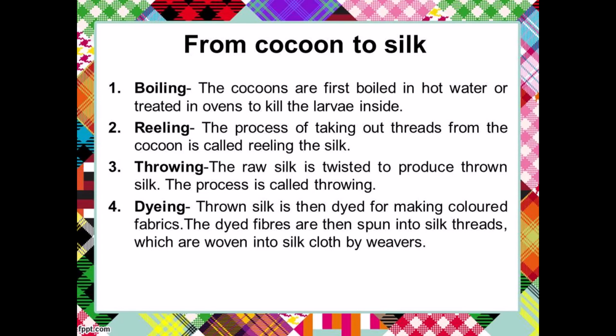So, after reeling, the next step is throwing. The raw silk is twisted to produce thrown silk, and this process is known as throwing. And it prevents the silk from splitting into individual fibers. After this, the next step is dyeing. In this, thrown silk is then dyed for making colored fabrics, and the dyed silk fibers are then spun into silk threads, which are woven into silk clothes by weavers. So, this was the final step of how we get silk from silkworms.